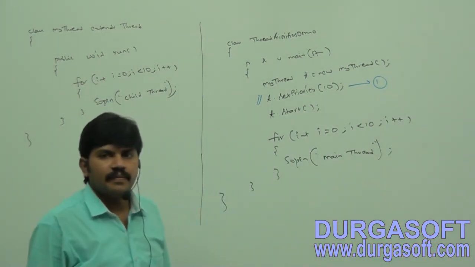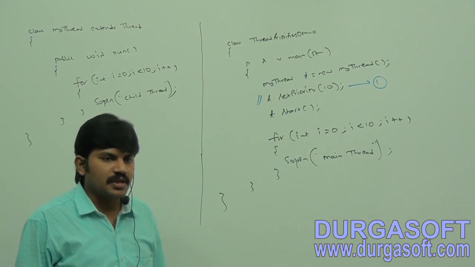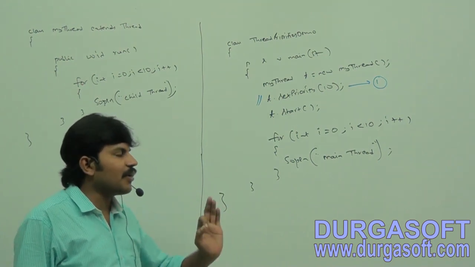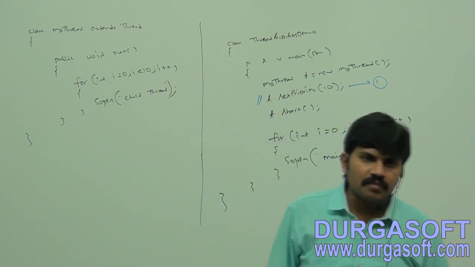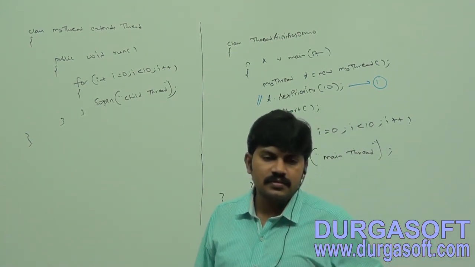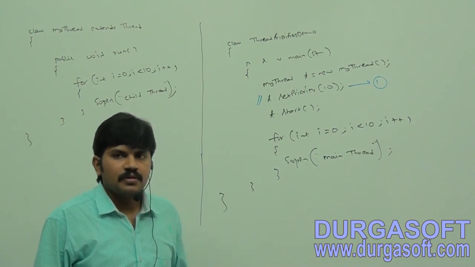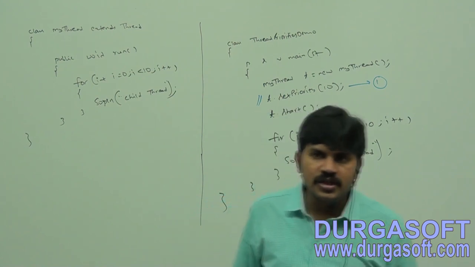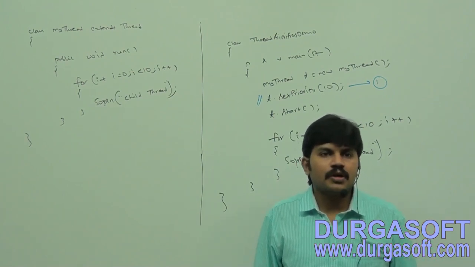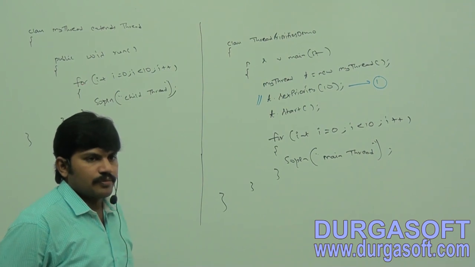If we are commenting line 1, then both the main and child threads have the same priority 5, and hence we can't expect the execution order and the exact output. Next para.